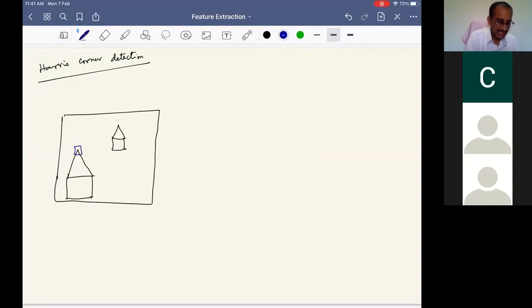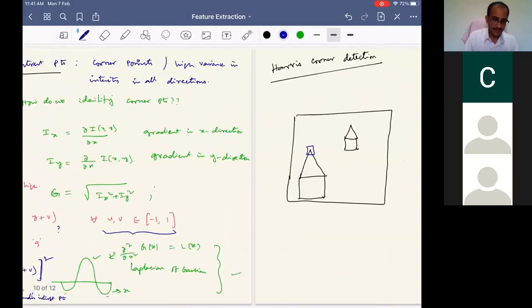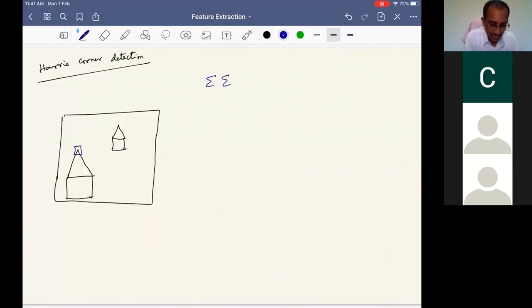Now the question is, how do we simplify this process of finding? Any idea on that? So the final expression we want to get is I of x comma y minus I of x plus u comma y plus u, whole square. Hope what I'm writing you are able to understand. x comma y belongs to the neighborhood of x comma y, which means it can be 3 cross 3, 5 cross 5 and so on.